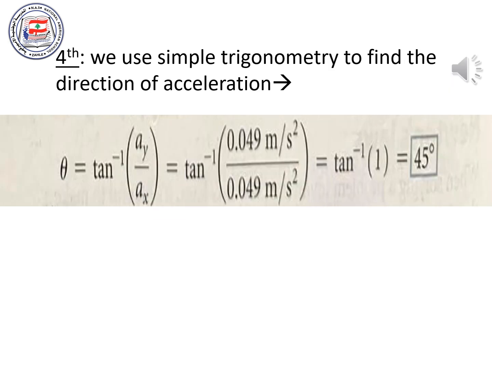In the fourth and final step, we use simple trigonometry to find the direction of acceleration. So we already found the magnitude of acceleration. Now we need to find the direction of acceleration because it is a vector and thus it has a magnitude and a direction. So the direction, which is the angle, is equal to tangent minus 1. In order to put tangent minus 1 on the calculator, we press shift and tangent, then acceleration in the y direction over acceleration in the x direction. So in this situation, the angle is 45 degrees because both accelerations are equal.